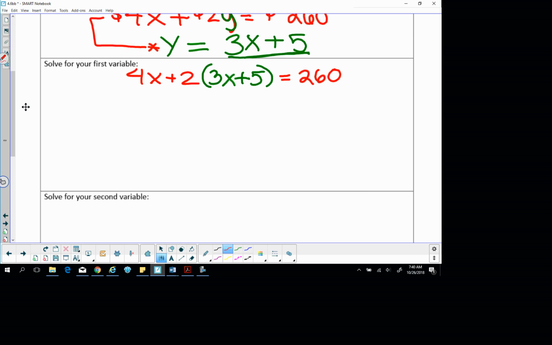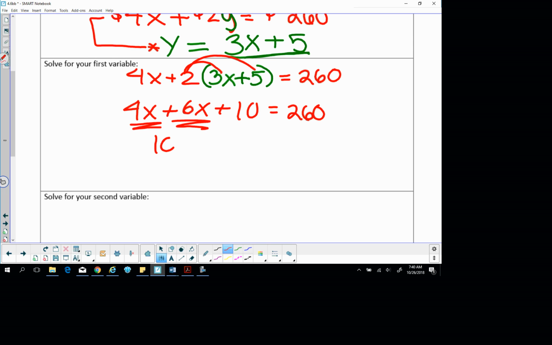All right, so at this point, I saw at least some of you guys distributed and got 4x plus 6x plus 10 equals 260. How many people got that far? Awesome, we're on the next one. Then we combine my terms. So 4x plus 6x is 10x plus 10 equals 260. How many people got that far? Awesome.